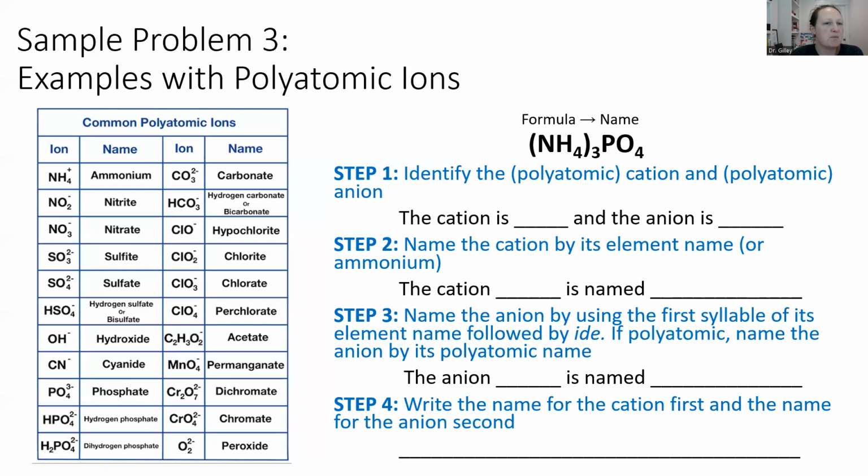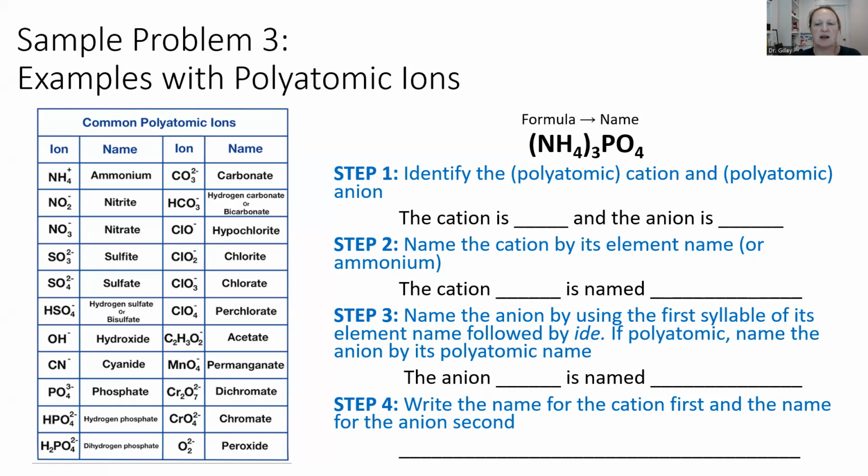Okay, let's do sample problem number 3, which is an example with a polyatomic ion, or in this case, 2 polyatomic ions. So this is an example where we're given the formula and we're asked to come up with the name. So the steps are to identify the cation and the anion. And in this case, both of those are polyatomic ions.